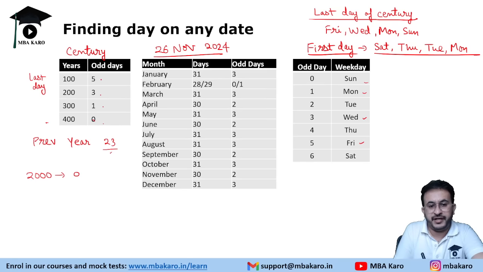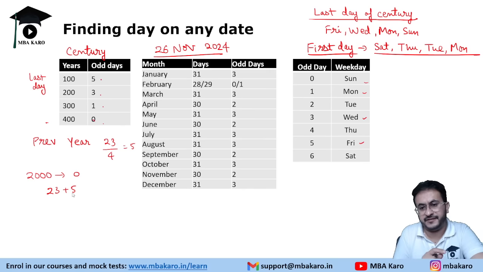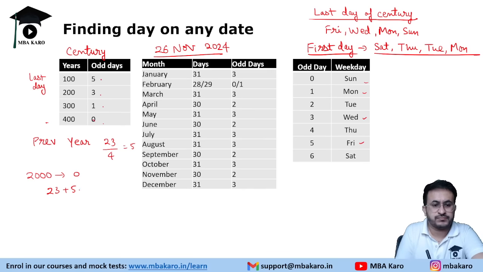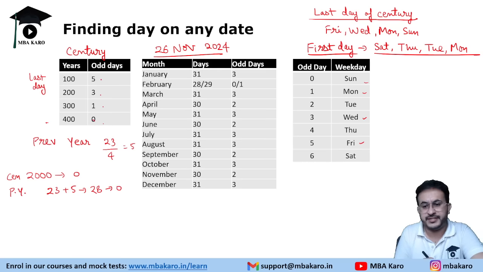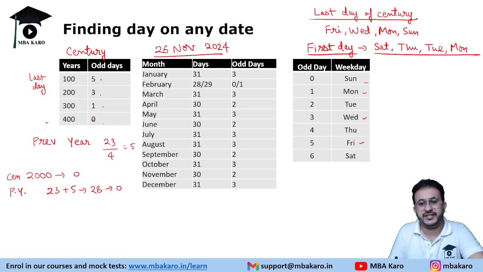What do we do with 23? Divide by 4, we get 5. Okay, so 5 leap years are there. So 23 normal years, and in leap years we will get 5 extra days. So this is the century, this is the previous years. So 28 means 0 odd days. Okay, 0 odd days means Sunday.